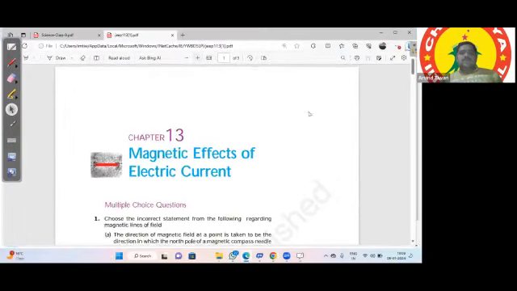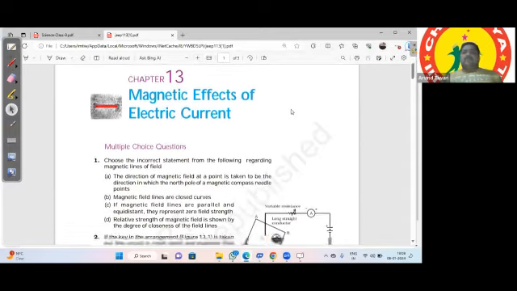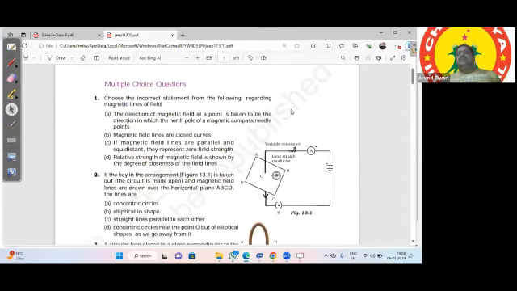Okay, so we are going chapter wise. Magnetic effect of electric current. See the statement now. Choose the incorrect statement from the following regarding magnetic lines of field.